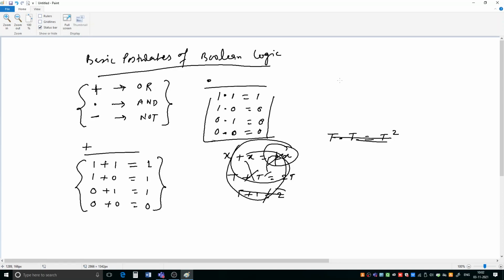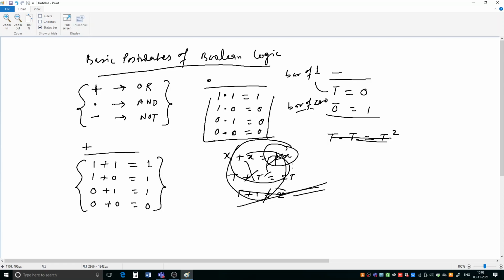Then we have to see the bar. If you are writing 1 bar, it will be 0, and 0 bar will be 1. Simple. This can be read as bar of 1, and this as bar of 0. So 0 bar means 1, and 1 bar means 0. These are the basic postulates of Boolean algebra.